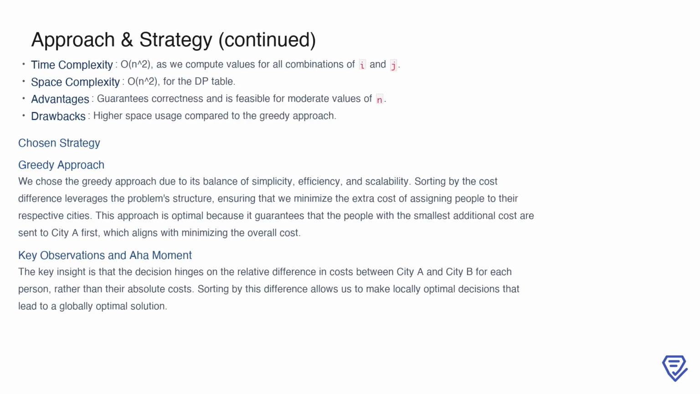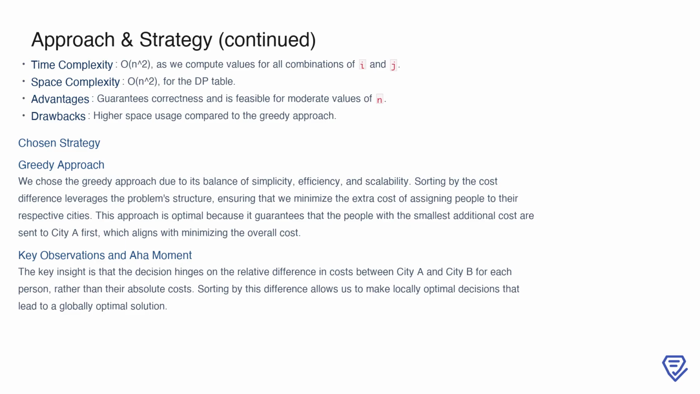Analyzing the dynamic programming approach, its time complexity is O(n^2), since we compute values for all combinations of i and j. The space complexity is also O(n^2), because we need to maintain a dp table to store intermediate results. This approach guarantees correctness and is computationally viable for moderate values of n. However, a higher space requirement makes it less appealing when compared to the greedy approach, especially for competitive programming scenarios.